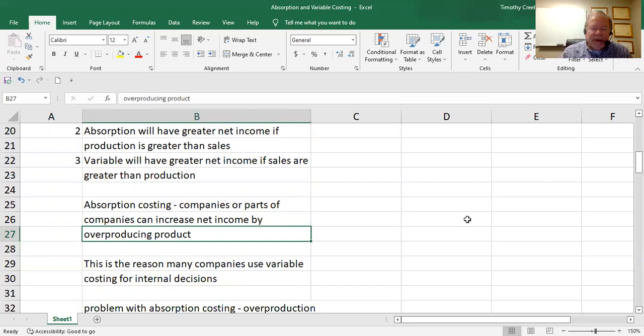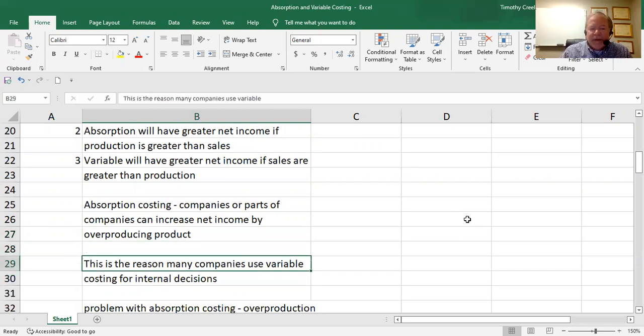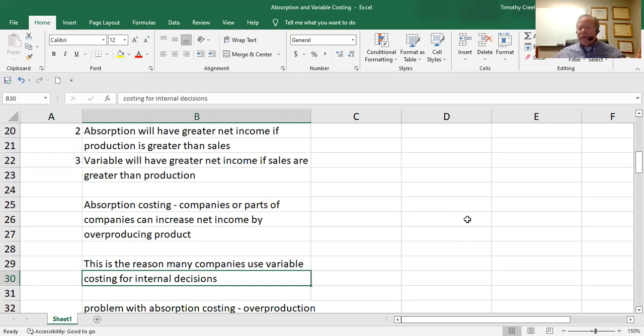Basically, this weakness is the reason that many companies use variable costing for internal decisions, for things such as bonus calculations and the like, meeting goals or setting internal goals, because you can't help yourself by overproducing like you can with absorption costing. So what a lot of companies do is they're required to use absorption for anything that leaves the company, and they do, but they will use variable costing for anything that stays within the company.